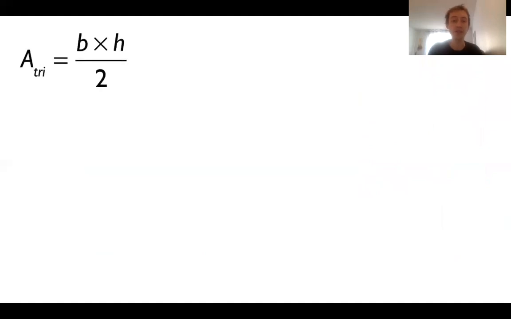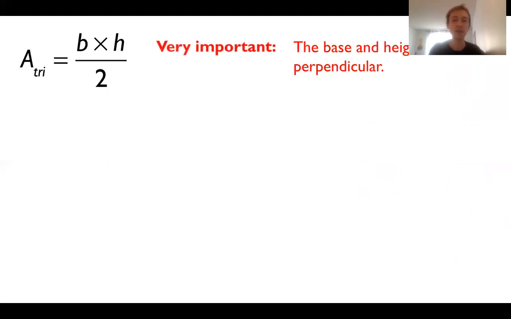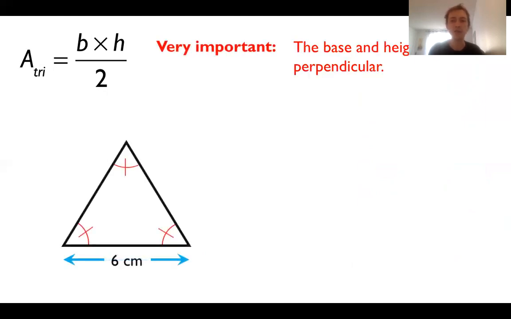For triangles, this is the formula. It's the base times the height divided by 2. So I did this example with you in the last video and this morning. Just remember to be very careful that your base and your height must be perpendicular. They must be forming a 90-degree angle.